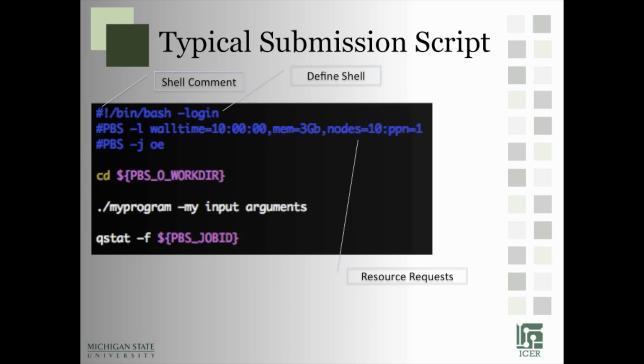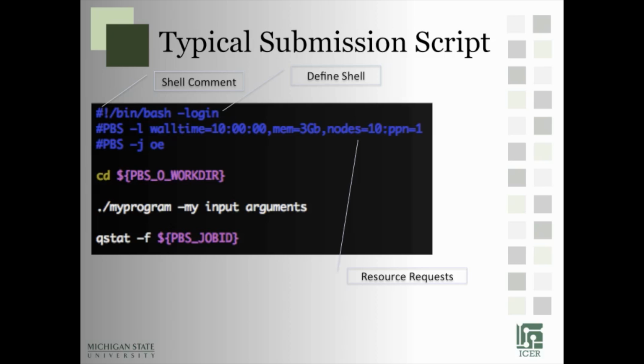The next set of lines are comments, which means they start with the pound character. These are special types of comments. They actually start with pound PBS. They are commands to our scheduling system to tell the scheduling system what resources you need to run this job and how you want the scheduler to handle this job. Generally, these resources include how much compute time you need to run the job, how much memory you need, and how many nodes you need.